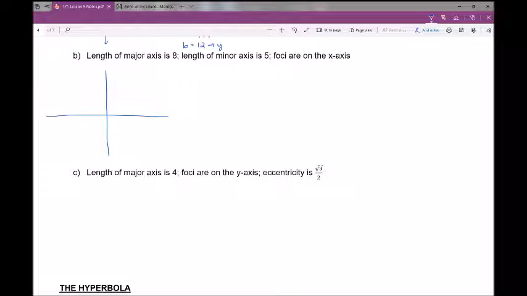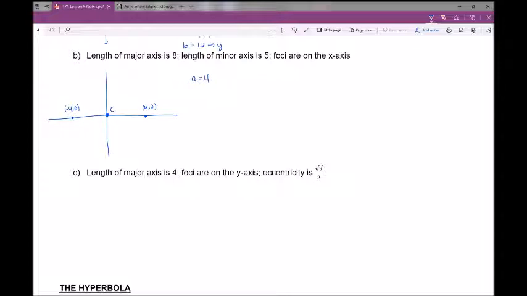Alright, so we know that the length of the major axis is 8. So that means that if our center is 0, 0, which again we're assuming for this part, we would have to go 4 in one direction and 4 in the other direction. Since the foci are on the x-axis, our major axis must be the x-axis. So we have 4, 0, and negative 4, 0. So this means that a is equal to 4.